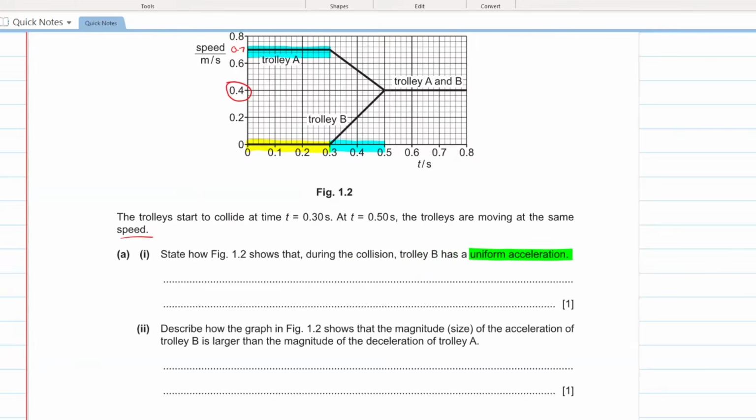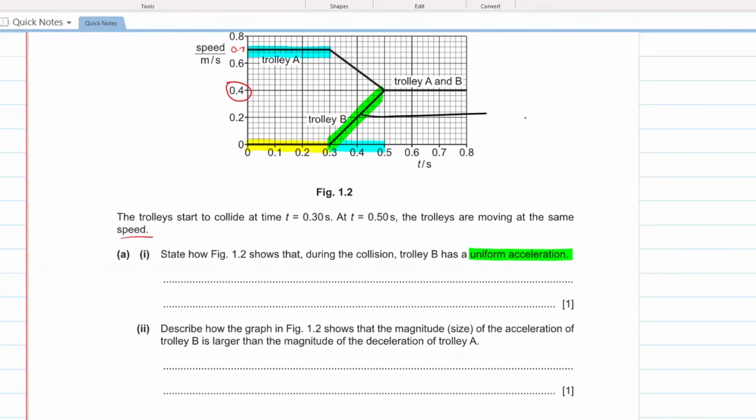How do we know that during collision, trolley B has a uniform acceleration? Because you have a straight line on the speed time graph from 0.3 till 0.5 seconds, that is during collision. Trolley B has a straight line graph on the speed time curve.